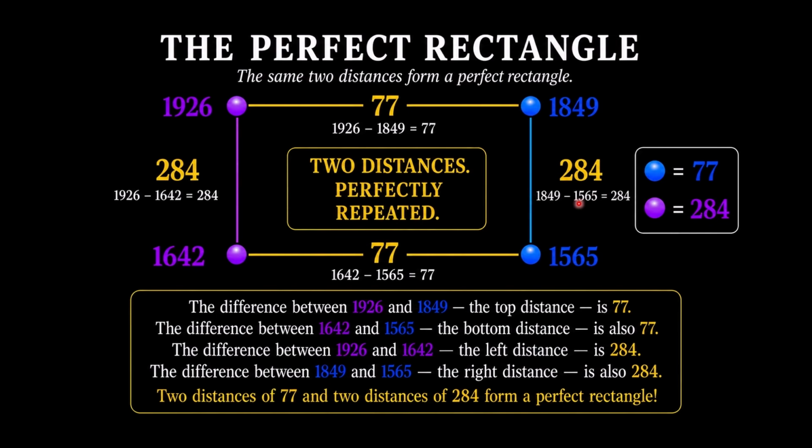In other words, despite being 4 completely different numbers, the values for God's name and Esther's name produce the exact same pair of distances, 77 and 77, 284 and 284. These 4 numbers form a perfect numerical rectangle with 2 equal horizontal distances of 77 and 2 equal vertical distances of 284. The numbers associated with God's name and Esther's name therefore produce not only arithmetic symmetry, but geometric symmetry as well, revealing an additional layer of structure within the pattern.